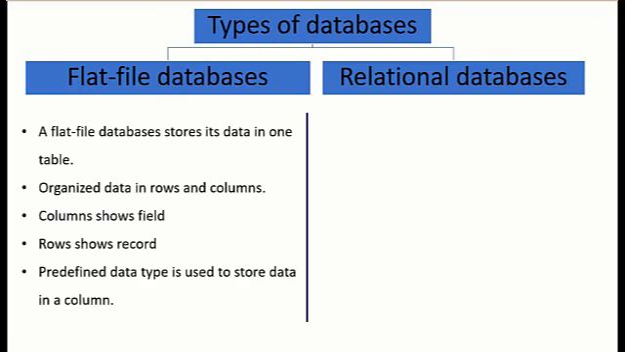A flat file database stores its data in one table, organized in the form of rows and columns. Columns show fields, rows show records, and the intersection of rows and columns shows a cell, and a cell contains the data item. Predefined data types are used to store data in a column. It depends upon the type of field.